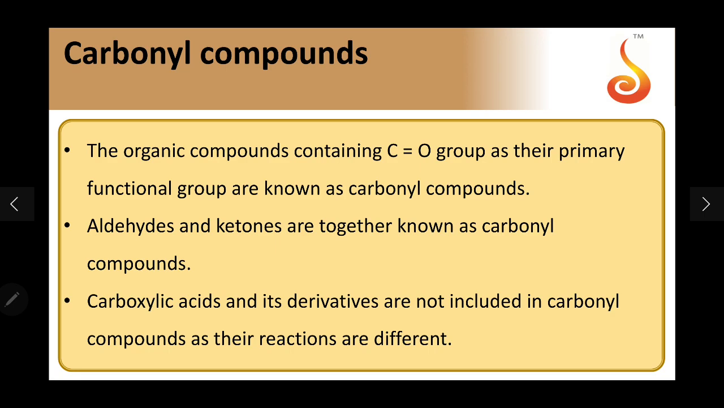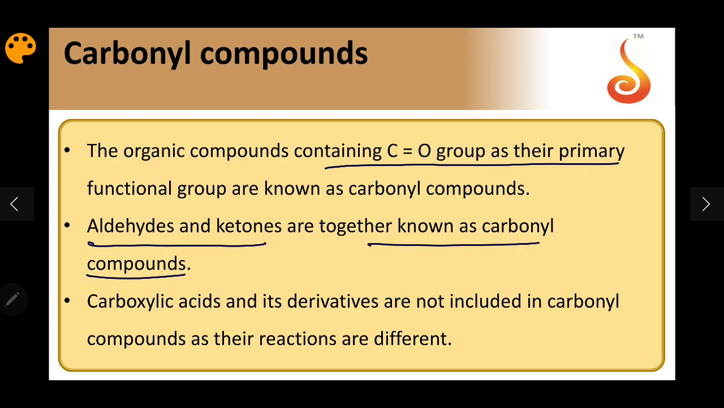So, aldehydes and ketones are also known as carbonyl compounds. These are the compounds containing carbonyl group as their primary functional group. Aldehydes and ketones belong to this category, and carboxylic acids and their derivatives are not included in this category, though they contain the C=O group, as the reactions are different compared to aldehydes and ketones. So, aldehydes and ketones are only included in carbonyl compounds.